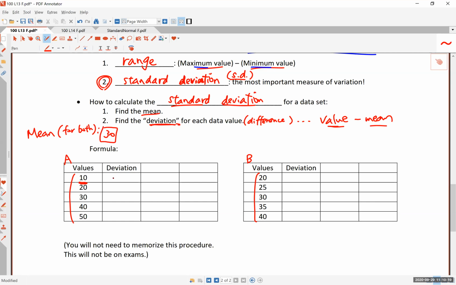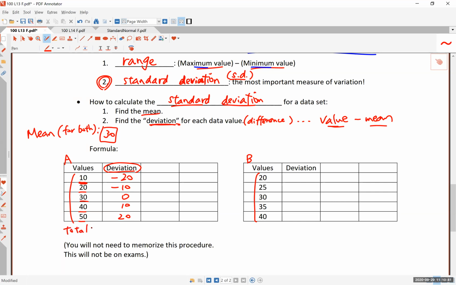10 minus 30 is negative 20, right? So the deviation is just that number minus the mean. 20 minus 30 is negative 10. 30 minus 30 is 0. 40 minus 30 is 10. And 50 minus 30 is 20. So these are called the deviations.